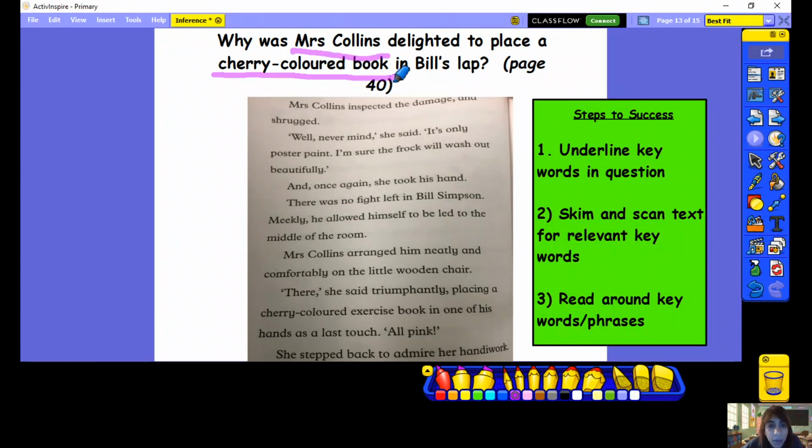Mrs. Collins. Well, never mind. It's only supposed to paint. Once again, she took his hand. There was no fight. Mrs. Collins arranged him. There, she said, placing a cherry-coloured exercise book.